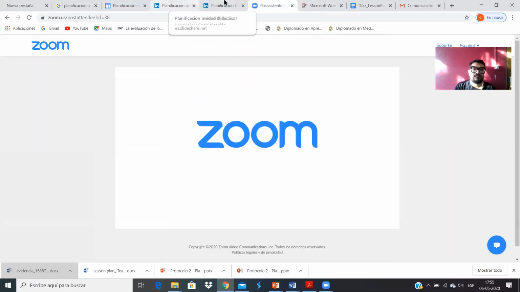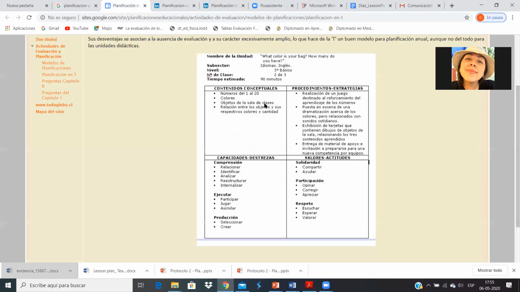No? No. So this is an example of a T model. That's another way you can plan a whole unit. So let's say, for example, here's an example. The unit is, what's the color in your bag? How many do you have? So here's one for tercero básico, with these colors and shapes and sizes.